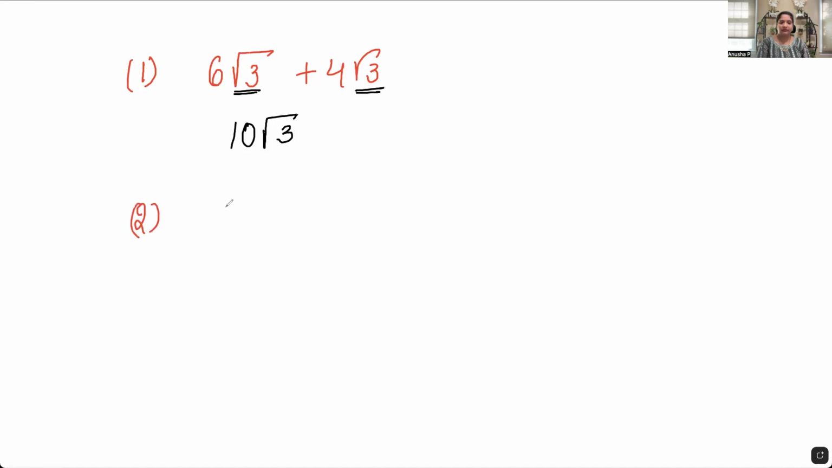Second example, minus 10 root 2 plus 3 root 2. Here, both terms have the same square roots inside, like square root of 2 and square root of 2. So we can add or subtract the numbers. Minus 10 plus 3.